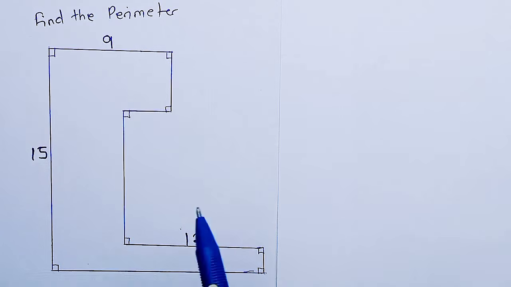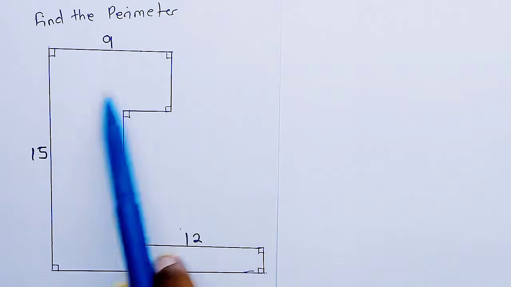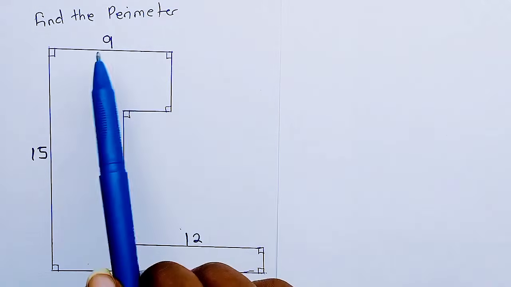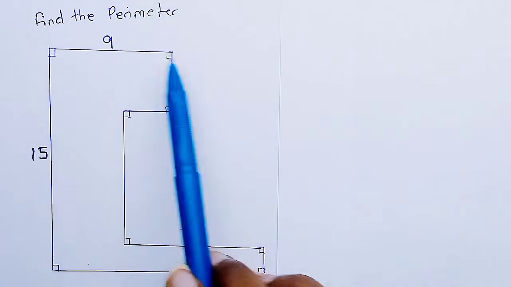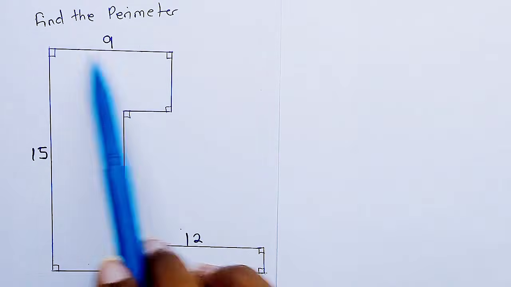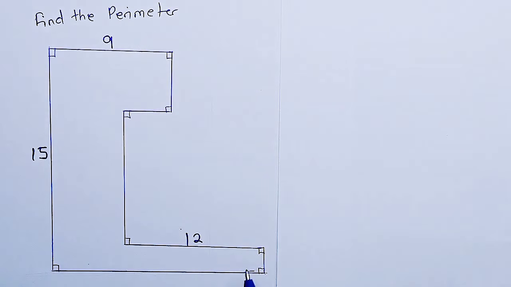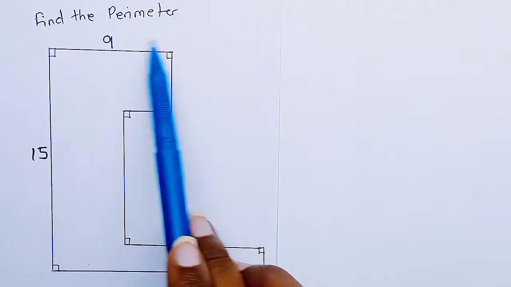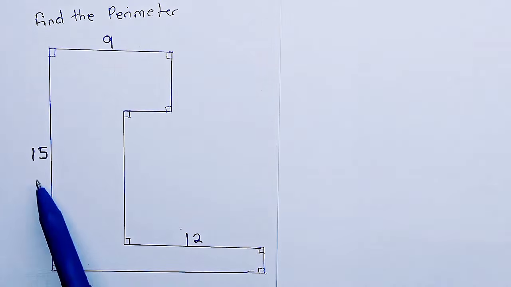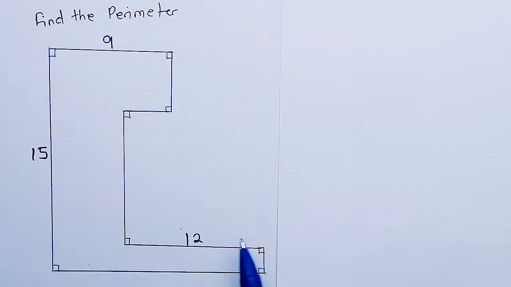So in this video, we are required to find the perimeter of this figure. As you can see, they told us all these angles that make up the shape are 90 degrees, and this side length is 9, this side length is 15, while from here to here is 12 units. So what is the perimeter of the figure?